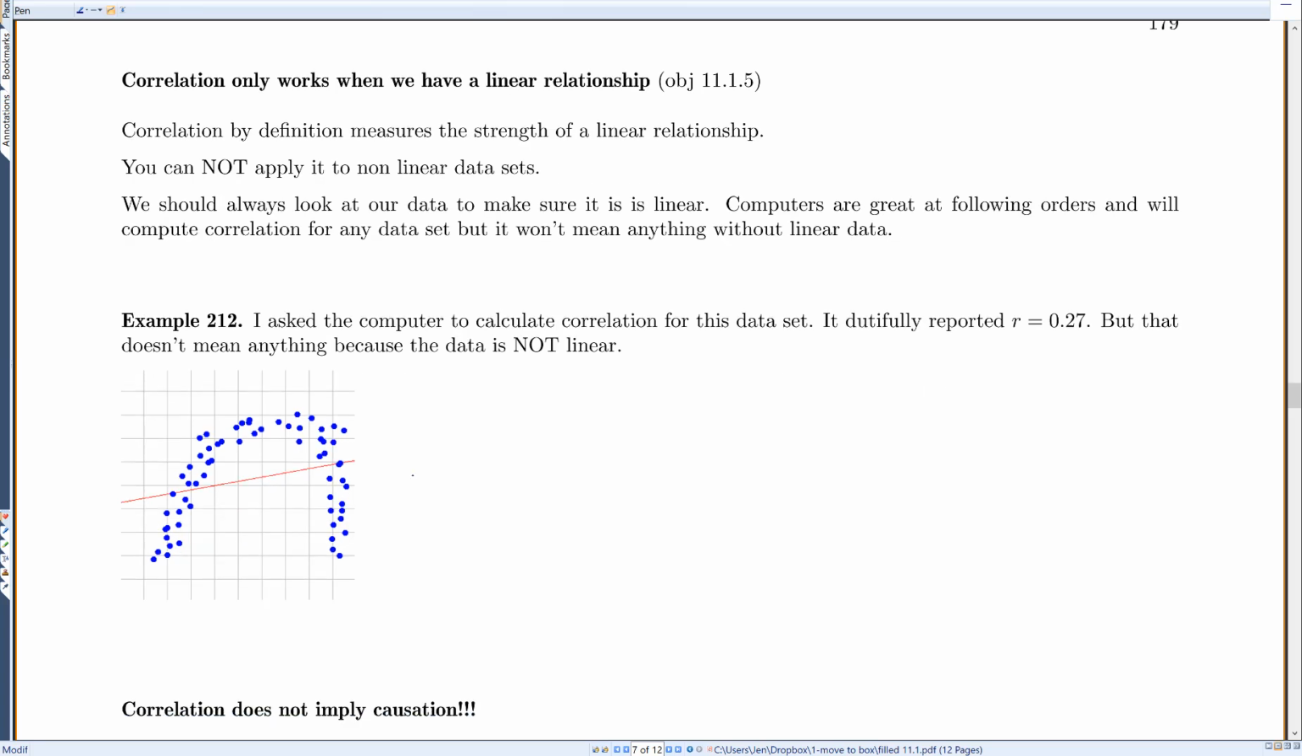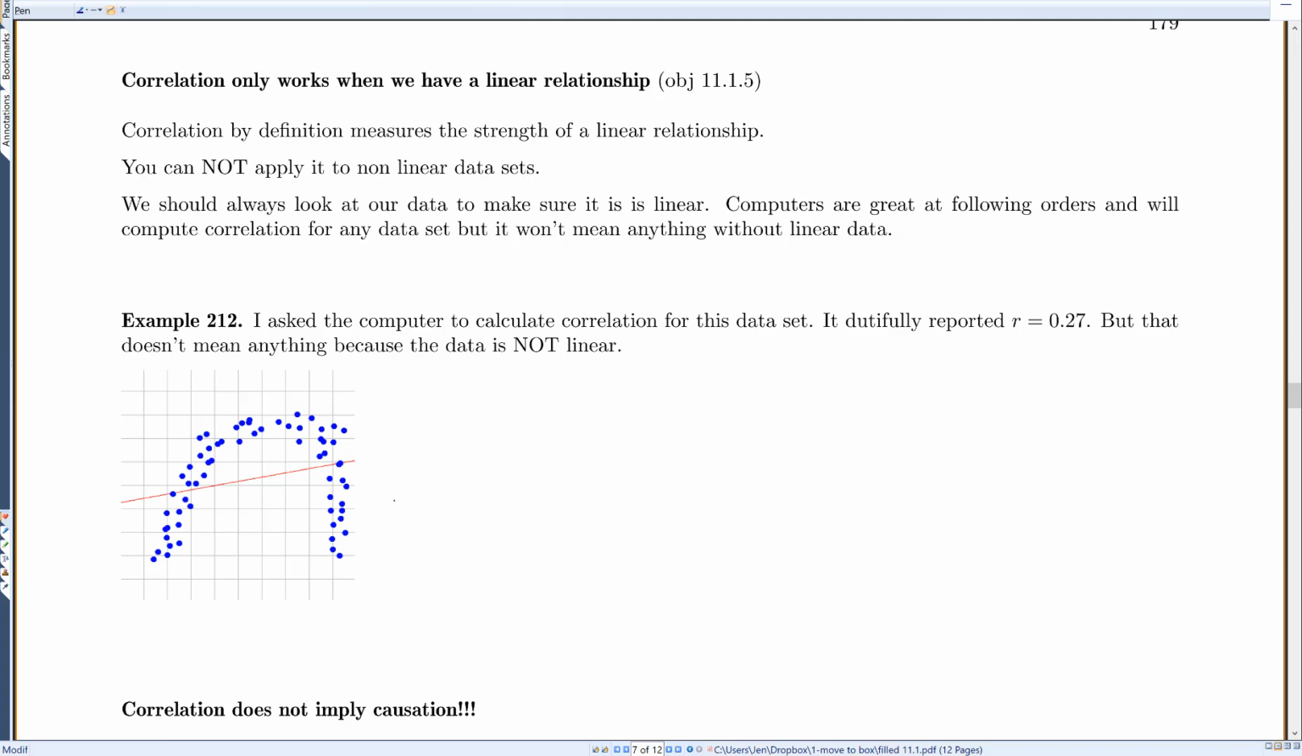Now, again, just as another caution, correlation only works when we have a linear relationship. So by definition, it mathematically measures the strength of a linear relationship. You cannot apply it to nonlinear data sets. So you should always look at your data to make sure it actually is linear, because computers are great at following orders. They will compute correlation for any data set that has two quantitative variables, but it won't mean anything.